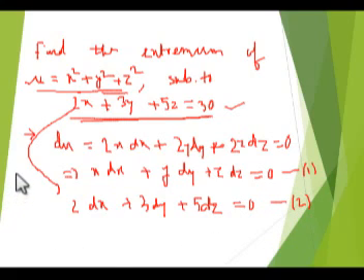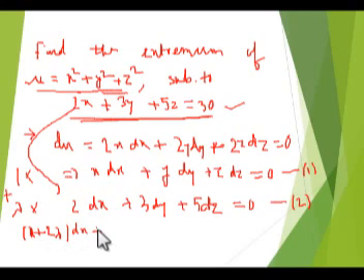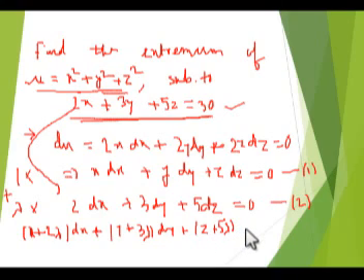Now we will use the Lagrange multiplier. We will multiply equation 2 by lambda and add it to equation 1. After multiplying and adding, we find that (x plus 2 lambda) dx plus (y plus 3 lambda) dy plus (z plus 5 lambda) dz is equal to 0.